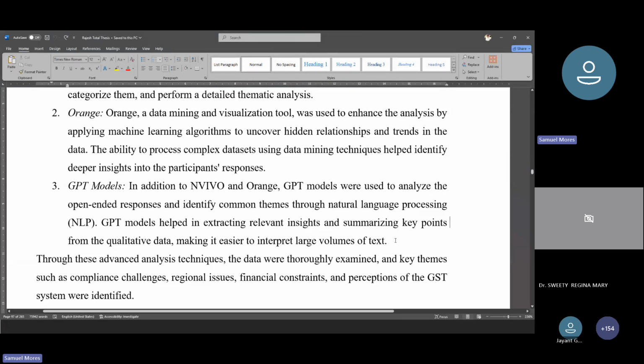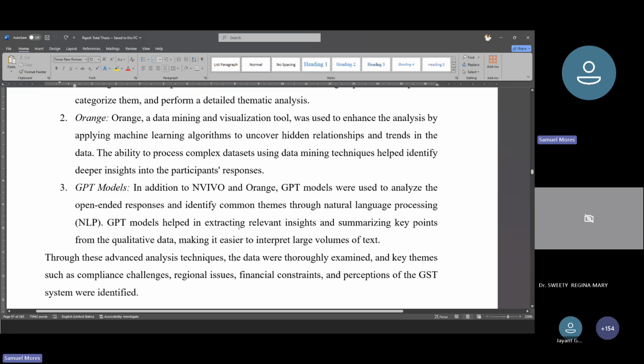So whether you use ChatGPT, Gemini, Copilot, DeepSeek, whatever it is, the backend is GPT models only. So mention it as GPT models. Don't mention whether it is ChatGPT or Gemini, because people are not very broad-minded, they may reject it.